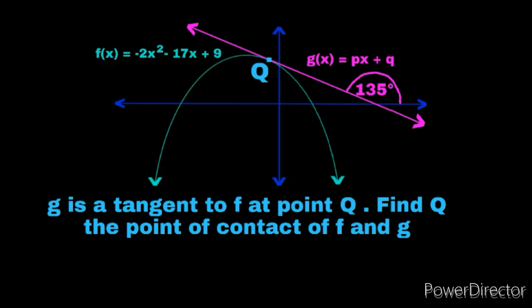So they can give you a tangent to the graph. They give you a parabola, then they give you a line, and they tell you that g is a tangent to f at point Q. So they give you the tangent. And then they say find Q, the point of contact of f and g. So now we have to find Q.